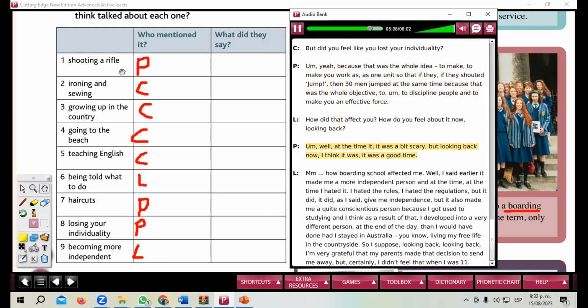Well, at the time it was a bit scary, but looking back now, I think it was a good time. How boarding school affected me? Well, I said earlier it made me a really independent person. And at the time, I hated it. I hated the rules, I hated the regulations, but it did give me independence. But it also made me quite a conscientious person, because I got used to studying. And I think as a result of that, I developed into a very different person at the end of the day than I would have done had I stayed in Australia and living my free life in the countryside. So I suppose looking back, I'm very grateful that my parents made that decision to send me away, but certainly I didn't feel that when I was 11.